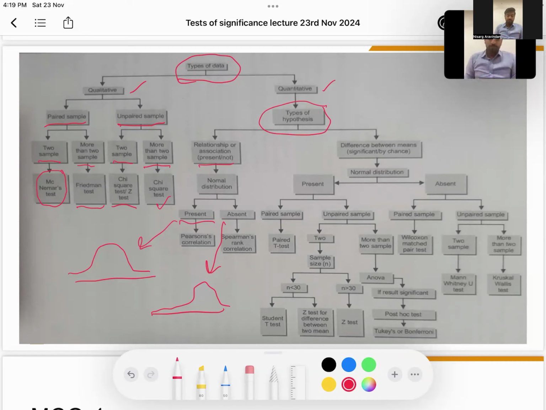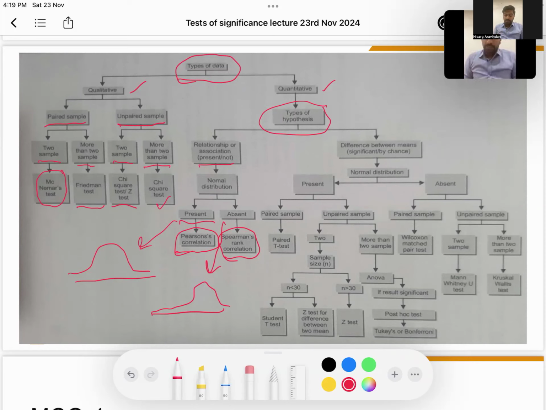So if there's a normal distribution, we use Pearson's correlation. And if there is no normal distribution, we look at Spearman's rank correlation. The way I remember it is the spear is pointed towards one side, right? So skew, it's going to be pointed. Just think of it as you use Spearman's correlation for skewed data and Pearson's correlation for normally distributed data.